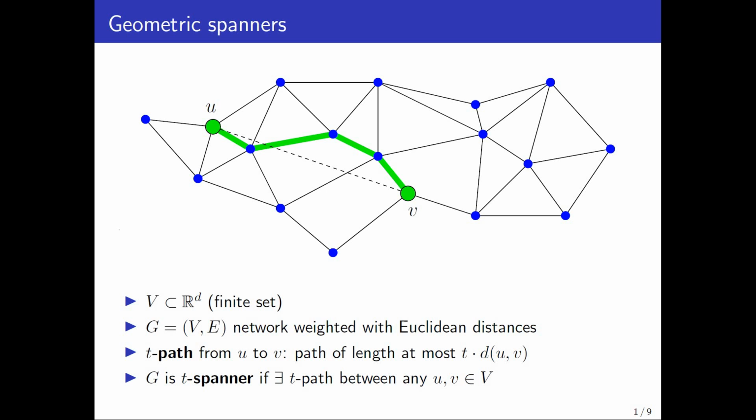Further, we say that a geometric graph is a t-spanner if it has a t-path between all pairs of its points. This particular graph is a spanner with t equals 2 because it has a 2-path between all pairs of its points.